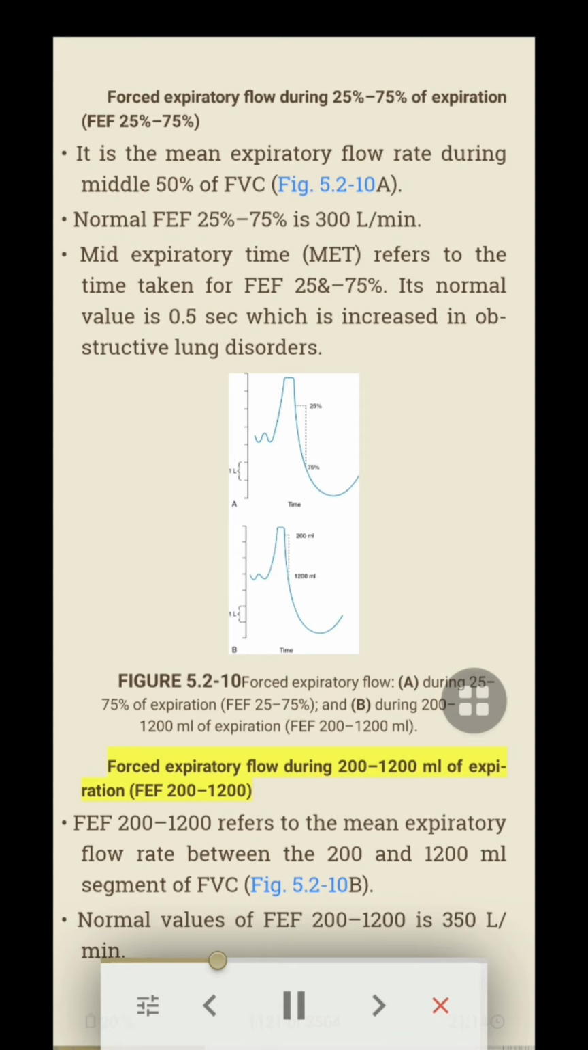Forced expiratory flow during 200-1,200 ml of expiration, FEF 200-1,200, refers to the mean expiratory flow rate between the 200 and 1,200 milliliters segment of FVC, Fig. 5.2-10b.